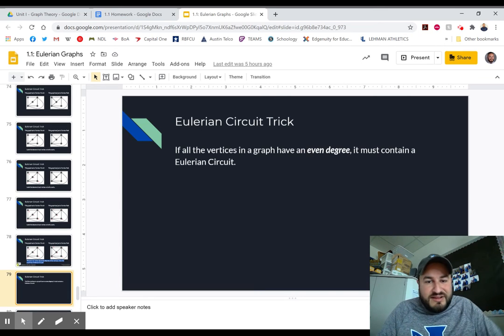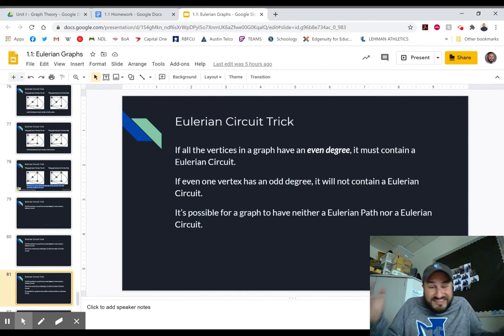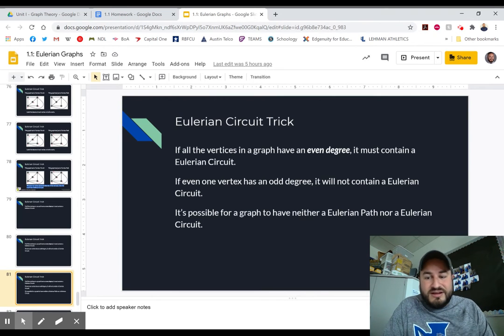I've written it out. It's in your slides and your notes. You can view these slides later. It must contain a Eulerian circuit if all the vertices have an even degree. If even one vertex has an odd degree, it will not contain a Eulerian circuit. And sometimes it just doesn't have either.